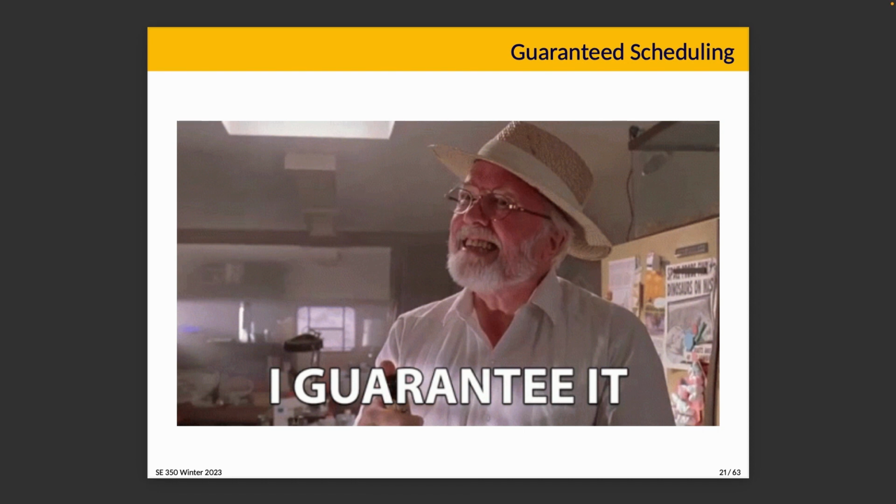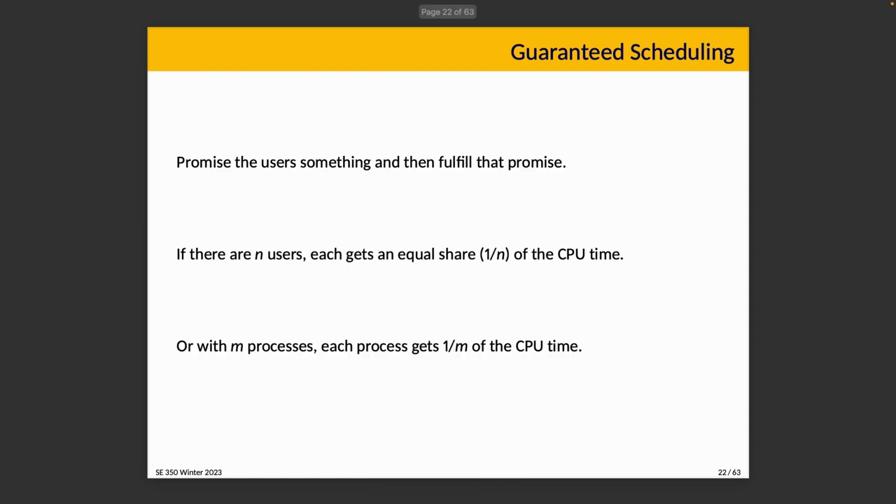This one is called guaranteed scheduling, or, in the words of John Hammond, I guarantee it. Okay, what's up with guaranteed scheduling? Well, the idea behind it is promising the user something, and then you do your best to fulfill the promise. The idea is that if we say there are n users, then every user gets an equal share of CPU time. That sounds pretty reasonable, especially for something that's like a shared server and there's hundreds of students who are using it at the time.